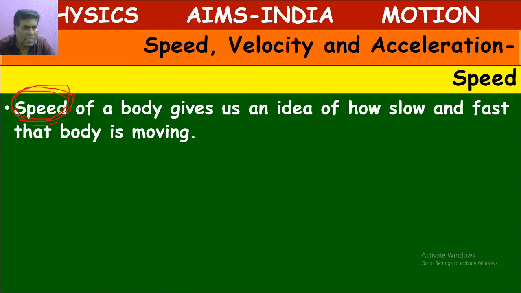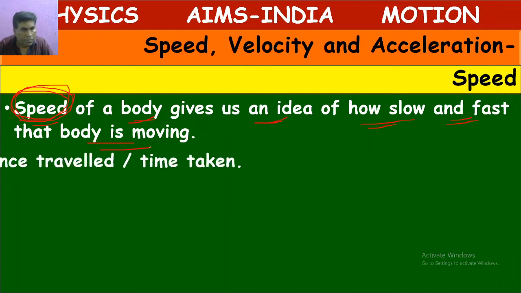Here speed means, for any body, it gives an idea about how slow or how fast the body is moving. So when we are moving on a bike, on any vehicle, or on foot, how fast we are going, how slow we are going, that idea will be given by the word speed.